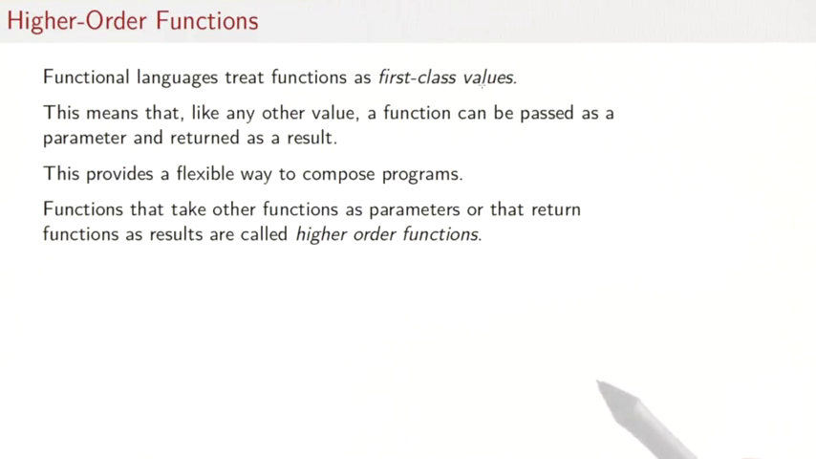Functions that take other functions as parameters or that return functions as results are called higher order functions. So that's the opposite of first order functions. A first order function would be a function that acts on simple data types such as ints or longs or lists, but not other functions, whereas a higher order function acts on other functions.